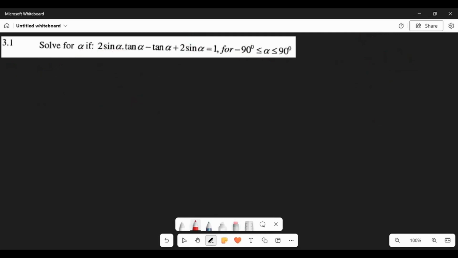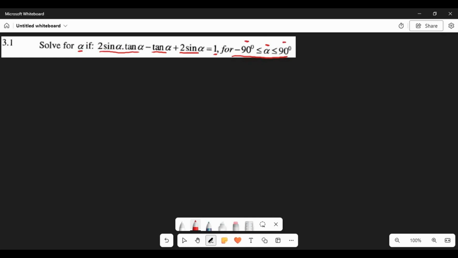Alright guys, so this is our 3.1. As you can see, they want us to solve for alpha, if we are given 2 sine alpha multiplied by tan alpha minus tan alpha plus sine alpha equals 1. But we are also given a limit, which states that alpha is greater than or equal to negative 90 but less than or equal to 90.